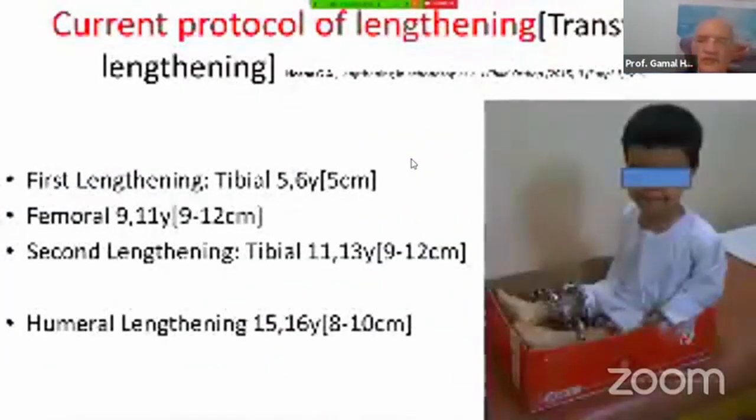My current protocol of lengthening now, we use a transverse lengthening. We start from very young age, from age 5 to 6 years.